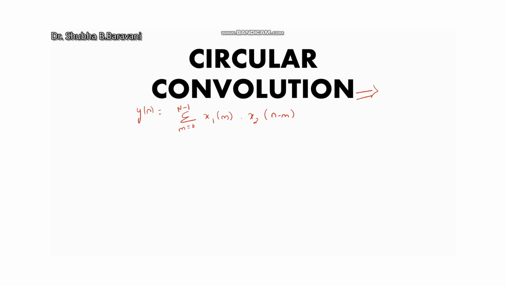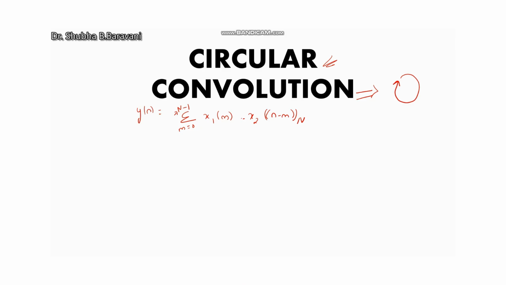Y of n is summation m equal to 0 to N minus 1 x1 of m into x2 of n minus m, right? So if I want to calculate circular convolution, we need to just do mod N here. It means we are convolving the sequences in the circular manner, where N is the length of the given sequence.